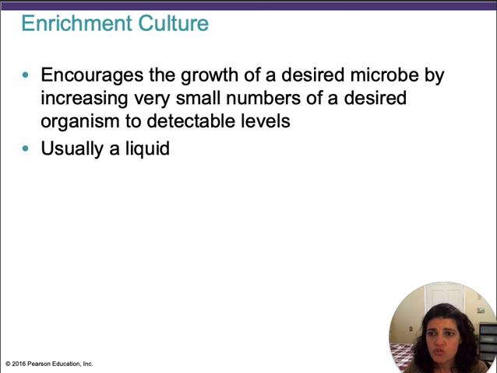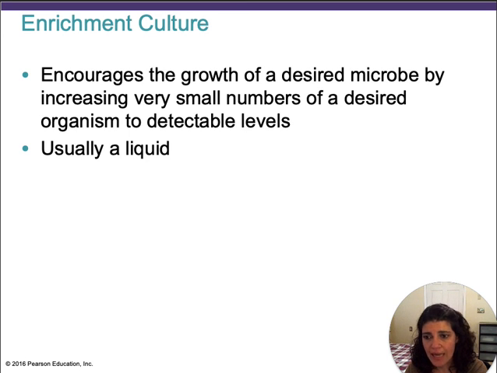Enrichment medium is usually used to encourage growth of bacteria that grow really slow or need a lot of nutrients. For example, mycobacteria grow really slow. So you can encourage their growth by adding specific factors that they need so they are at a detectable level, right?